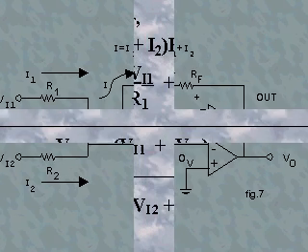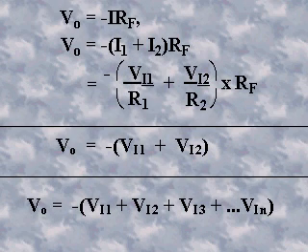In terms of the voltage drops across R1 and R2, the output voltage is equal to minus the quantity Vi1 divided by R1 plus Vi2 divided by R2 times the feedback resistance. If all three resistors are equal, that is R1 equals R2, which equals R sub F, then the output voltage is equal to minus the quantity Vi1 plus Vi2. Thus, the output voltage is the sum of the two input voltages.